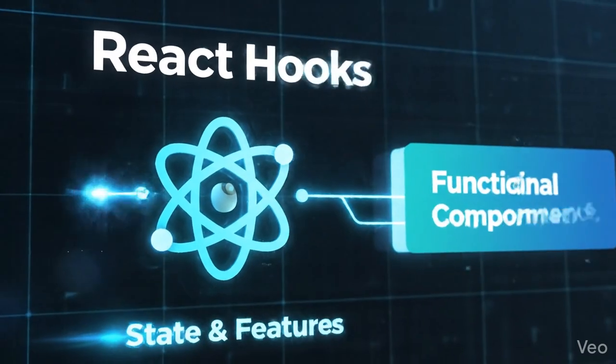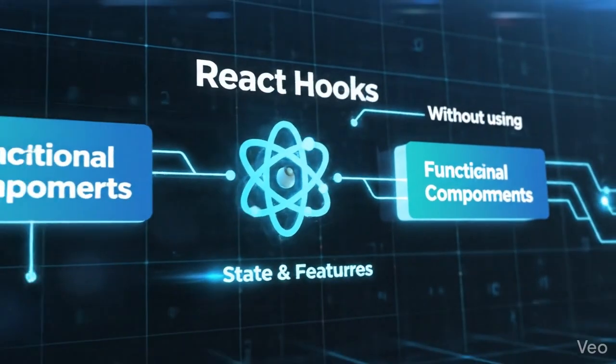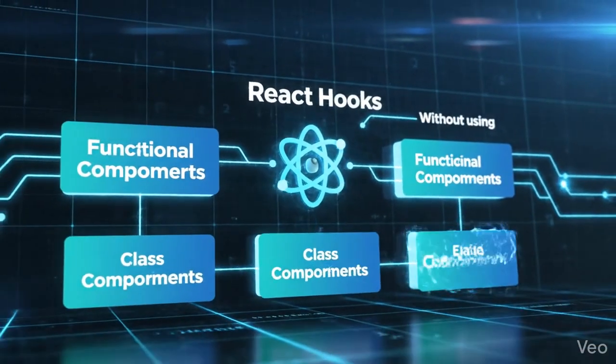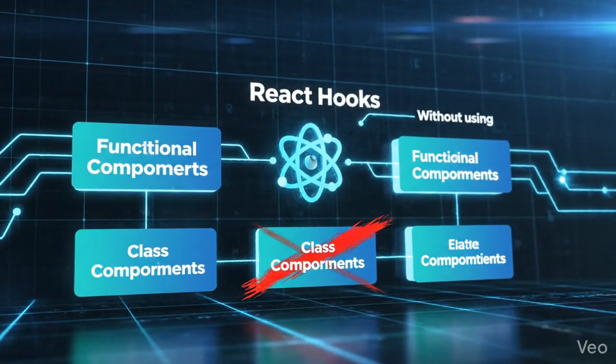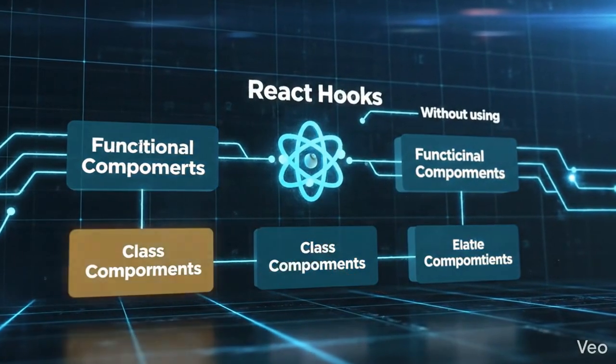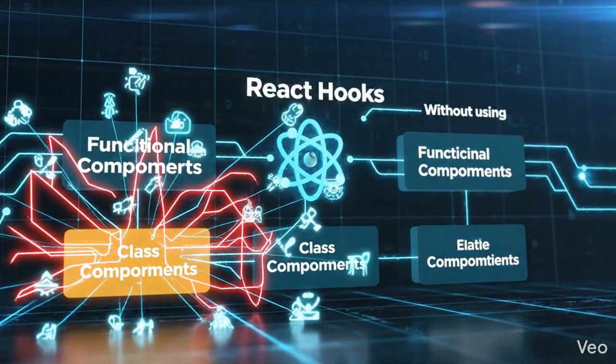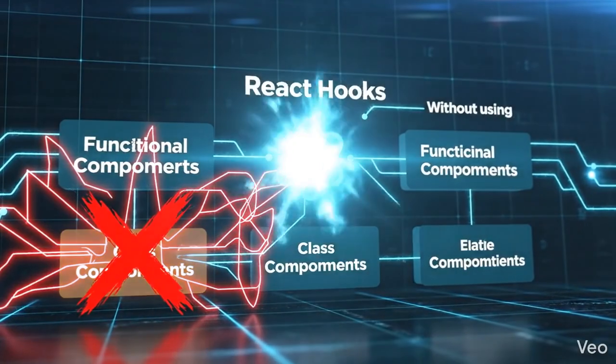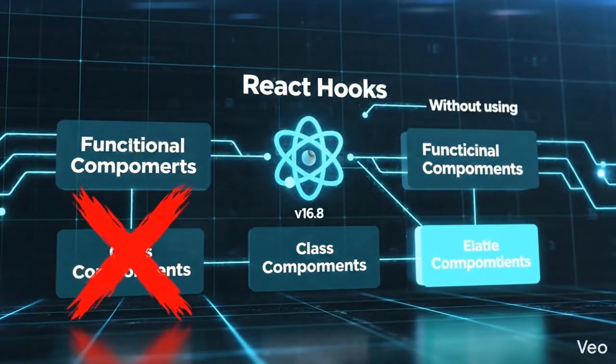React hooks are functions that allow developers to use state and other features inside functional components, without using class components. Earlier, features like state and lifecycle methods were only available in class components, making code more complex.